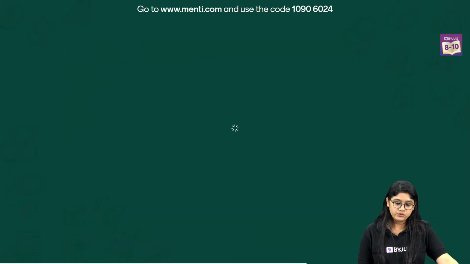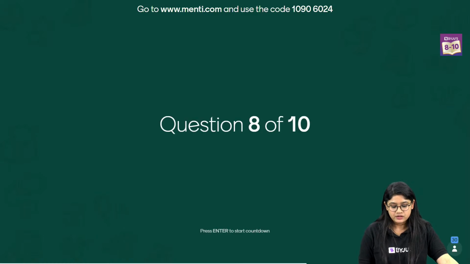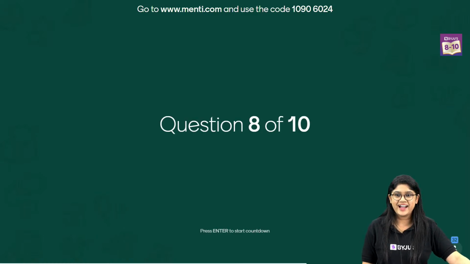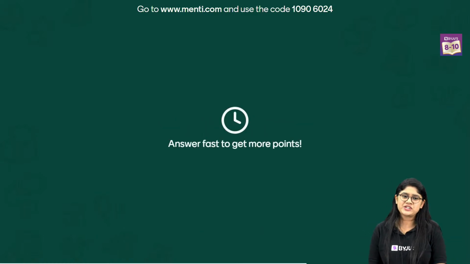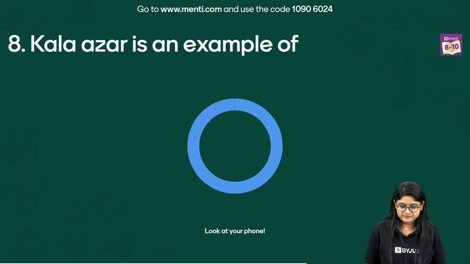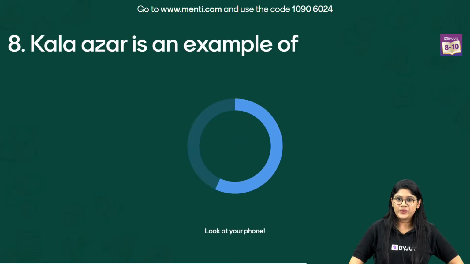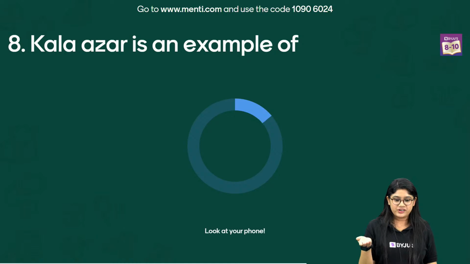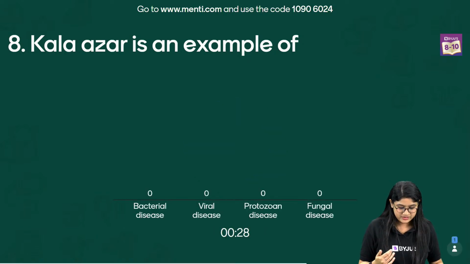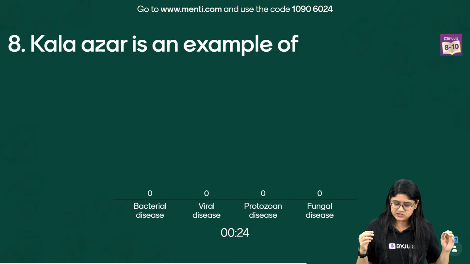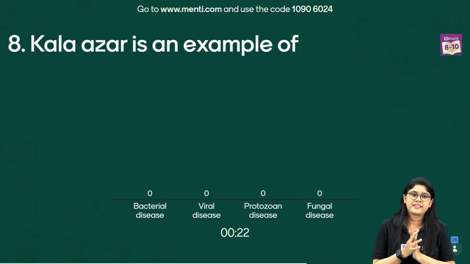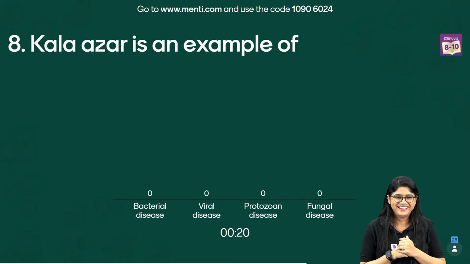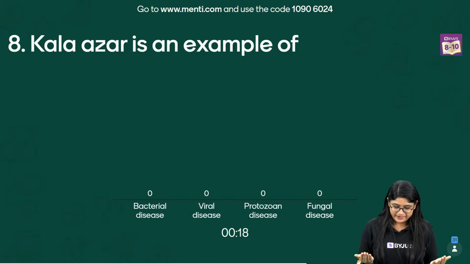Over here we go. And here we have the next question. Okay, we were discussing this, right? Kala Azar is an example of which disease? We have bacterial disease, viral disease, protozoan disease, or fungal disease. Yes? Okay, go ahead.